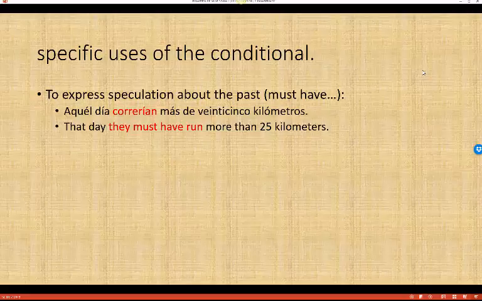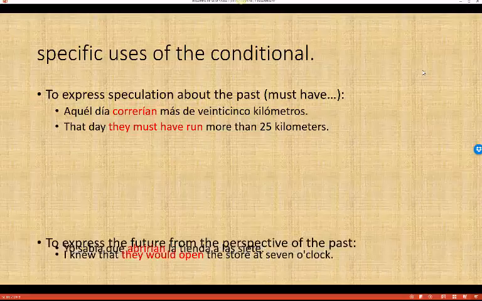So to express speculation about the past, right? Something must have happened, but I'm not totally sure. I'm speculating that it happened. So, aquel día, ellos correrían más de 25 kilómetros. That day they must have run more than 25 kilometers. I'm not really exactly sure. I'm missing information. I'm making a speculation. Conditional. Okay? They must have. That's an expression we use all the time.